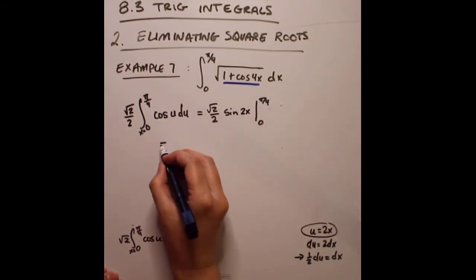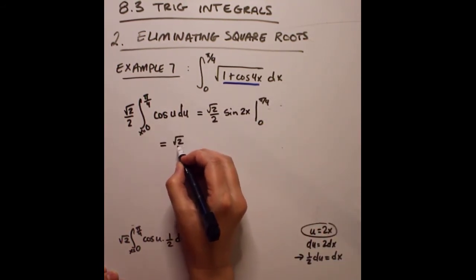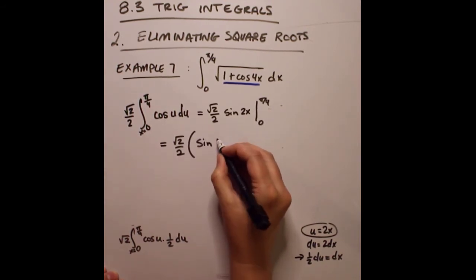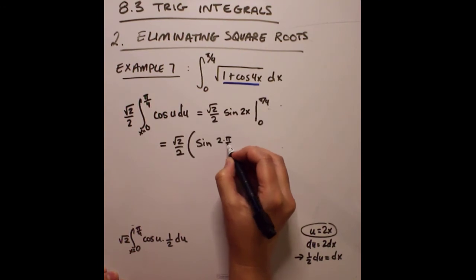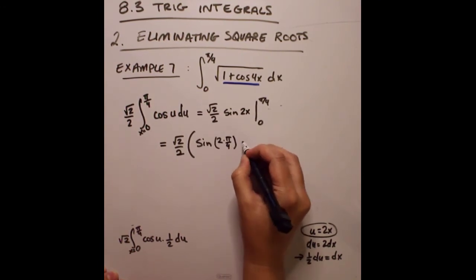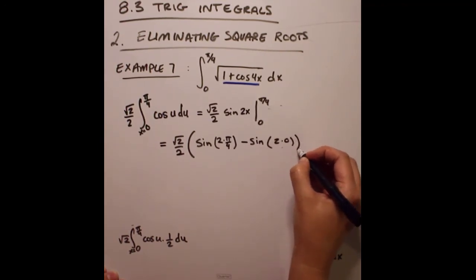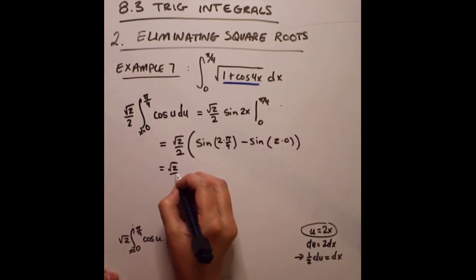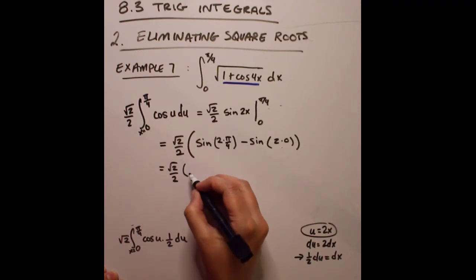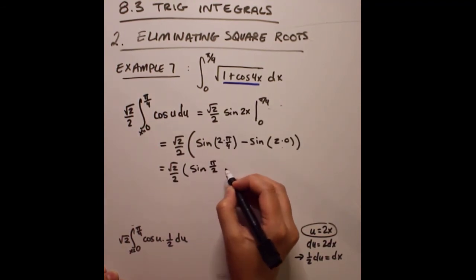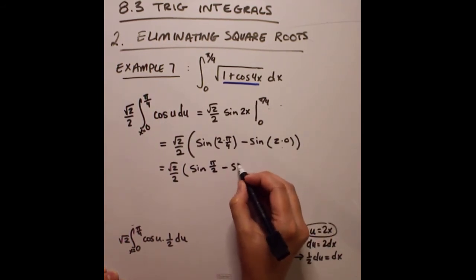Let's evaluate this, and then we'll be done with this one. So square root 2 over 2, let's just leave that factored out. This is sine of 2 times pi over 4, let's put parentheses around that, minus sine of 2 times 0. Leave this square root 2 over 2 factored out. This is sine of, the 2's divide out, sine of pi over 2, minus sine of 0.